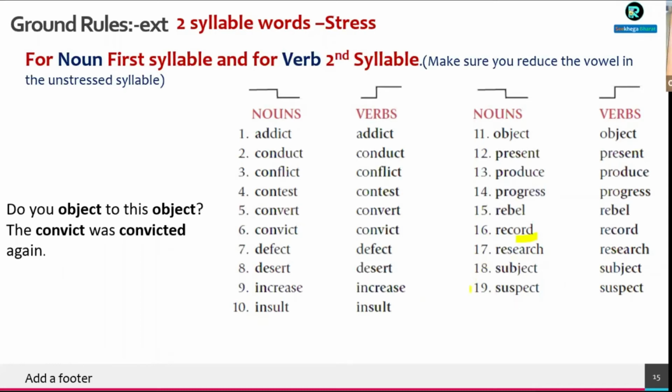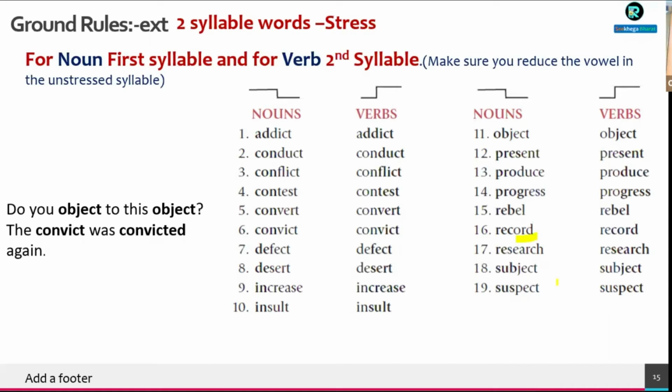All right. Number 17. Research, research. So every time your search is getting stress. Research, research. Can you see? Re is getting push. Research, research.